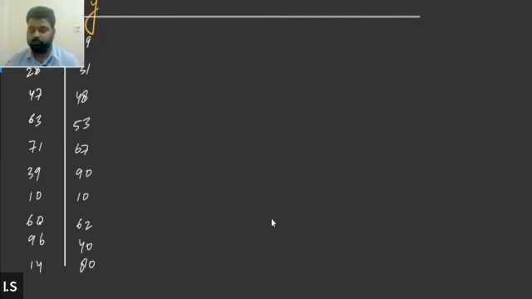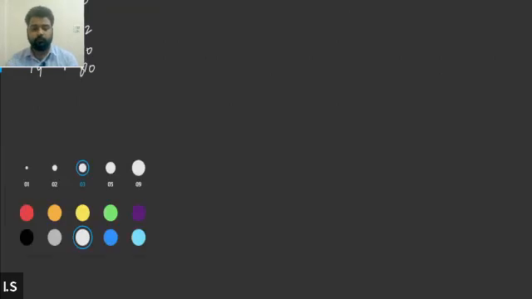Okay, so these are the runs scored by two batsmen in different innings. Now we need to find out the coefficient of variation for both these batsmen. So first of all, we will be calculating the coefficient of variation for the first batsman.